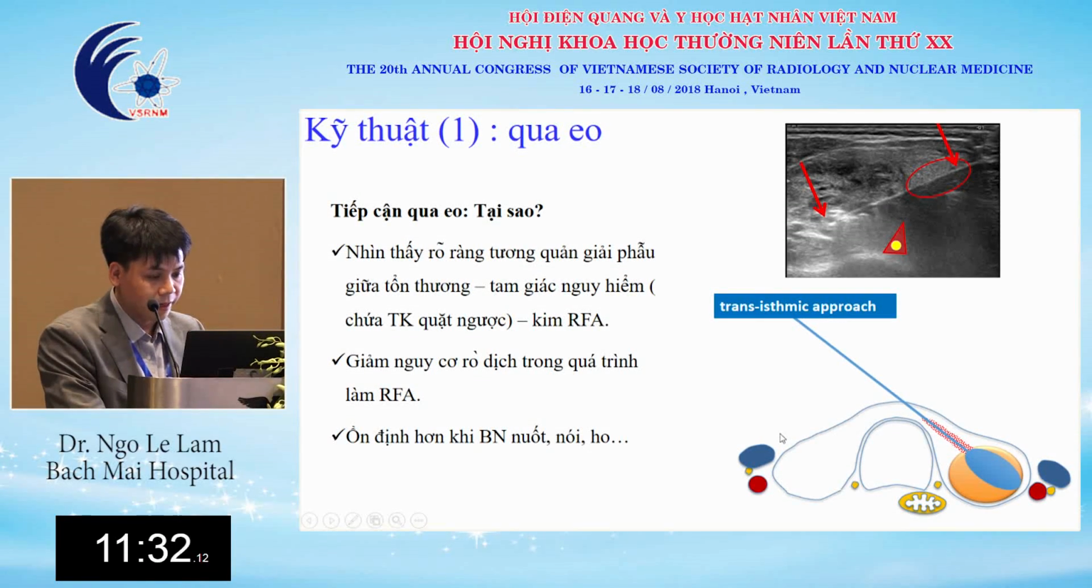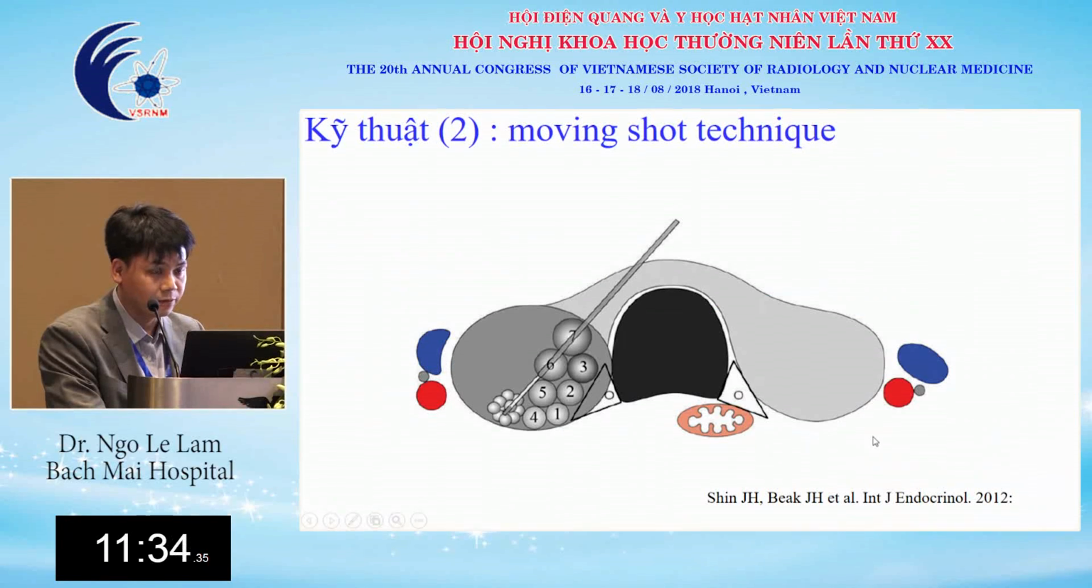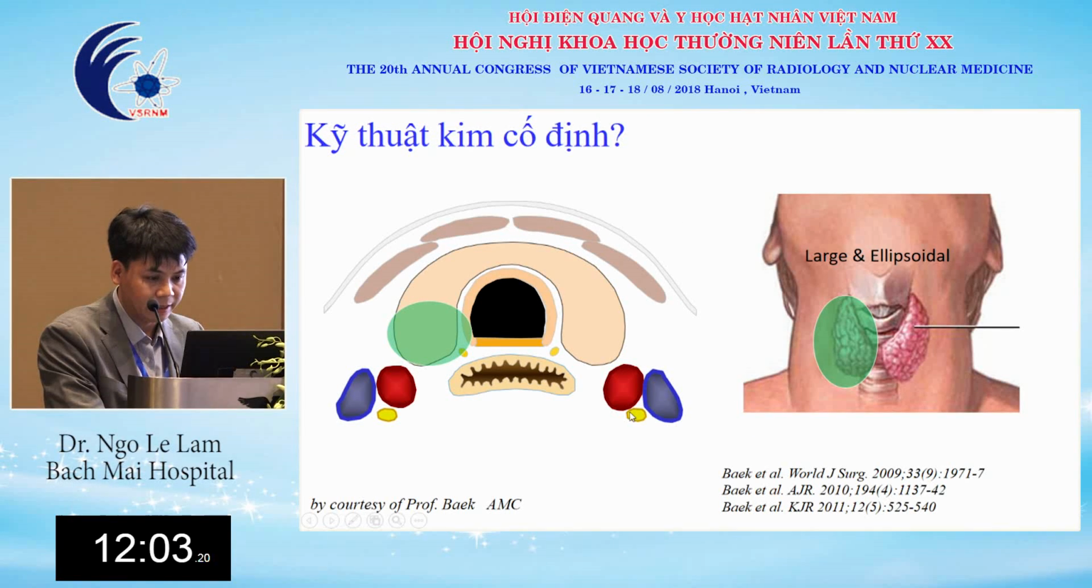During the procedure, we can contact and talk to the patient, and we can see how the patient feels when we do the procedure. The second principle is the moving shot technique. We ablate different points from medial to lateral, from deep to superficial. So in this case, we can control and avoid the recurrent laryngeal nerve.